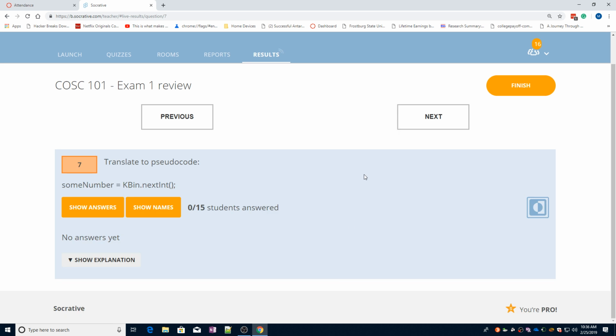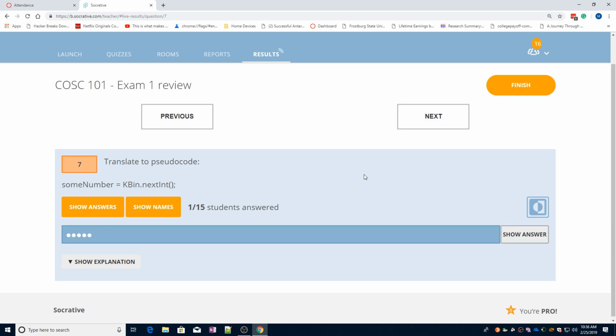Translate that Java statement to pseudocode. You at this point have done enough to translate that to pseudocode. I'll give you 30 seconds. Just think about what it's doing.